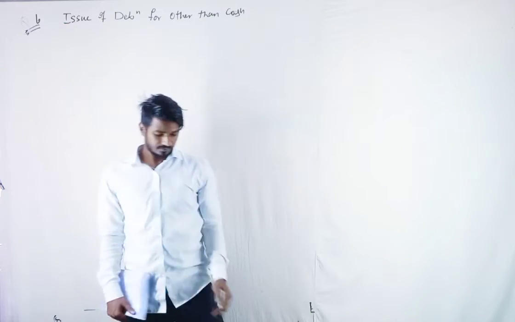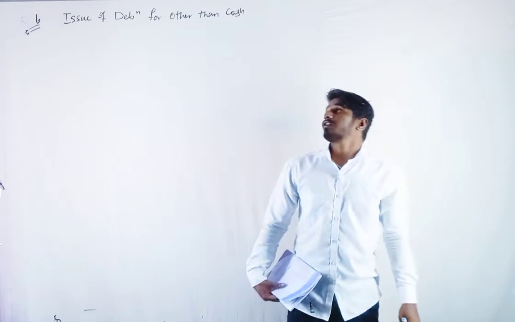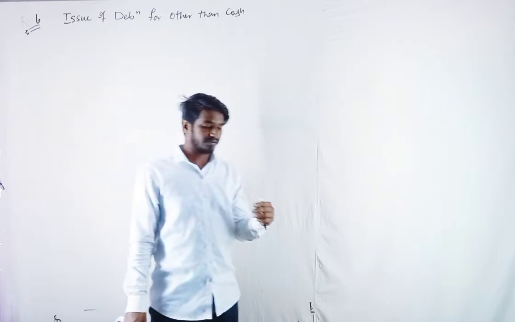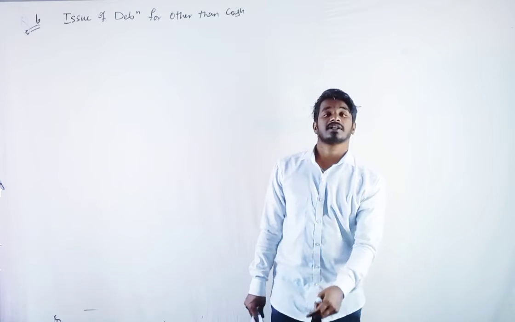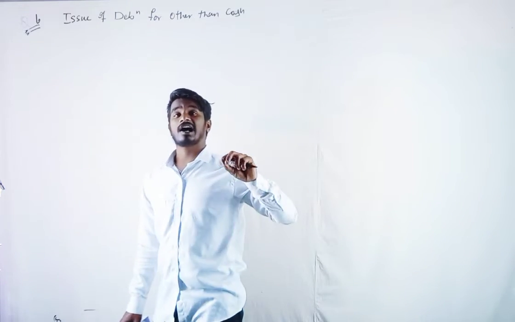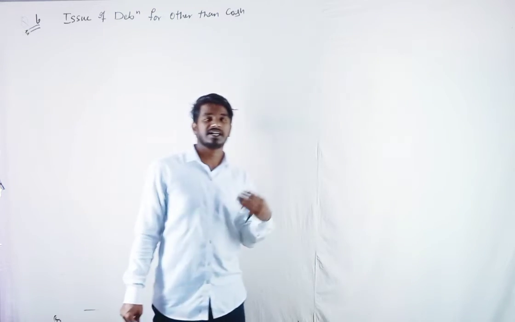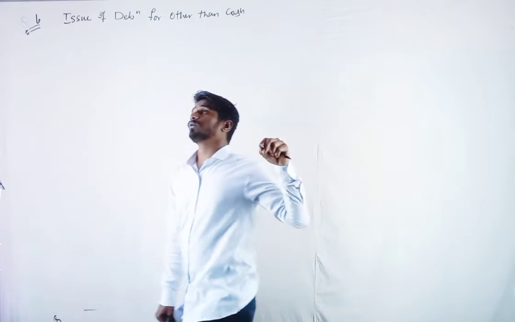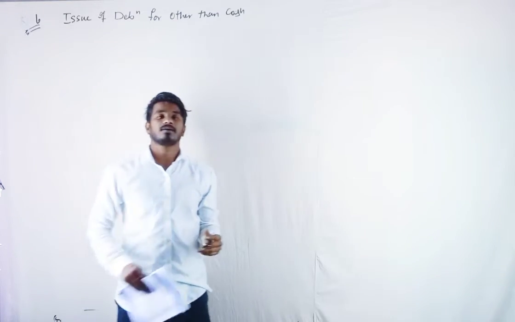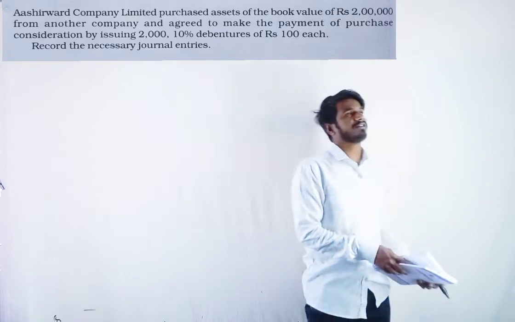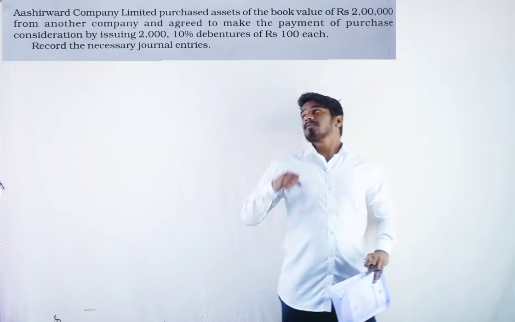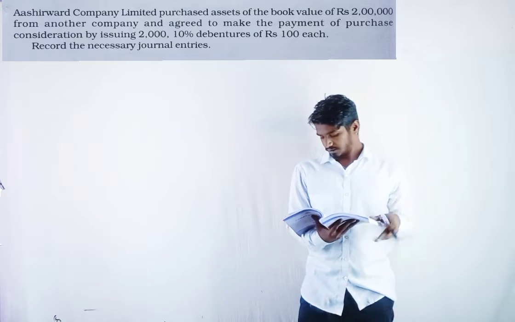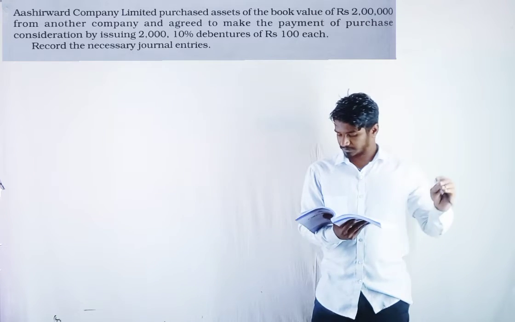Question number 6. From question number 6, we are going to discuss the issue of debentures for other than cash. If a company issues debentures for other than cash, it may be for building, machinery, whatever it may be, what will be the treatment? The question number 6 is on the board, you can take it down. Let us read the question first.